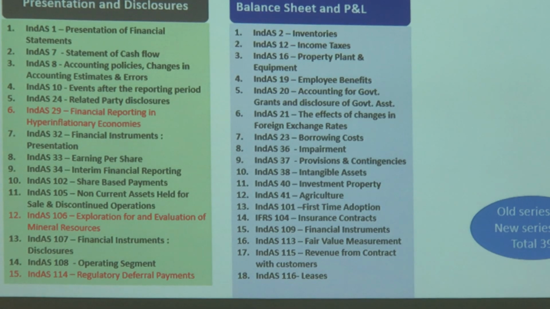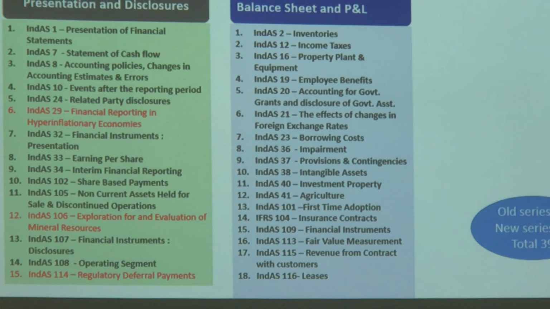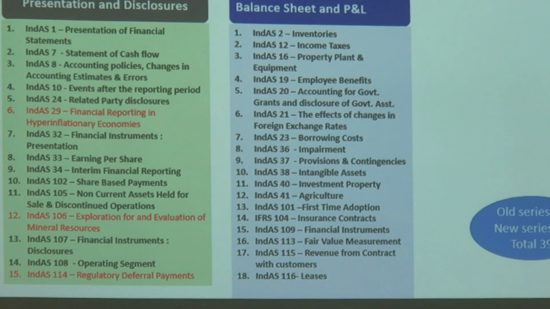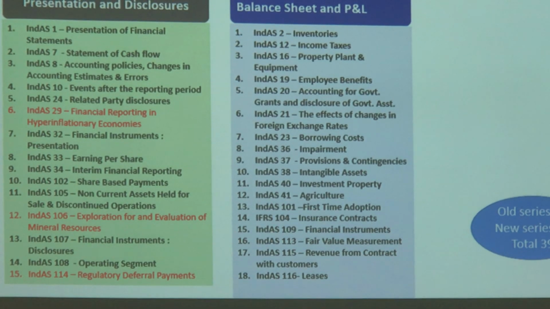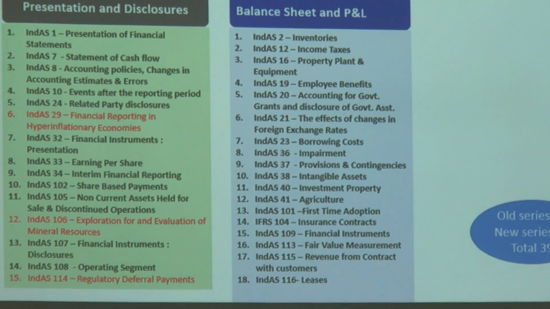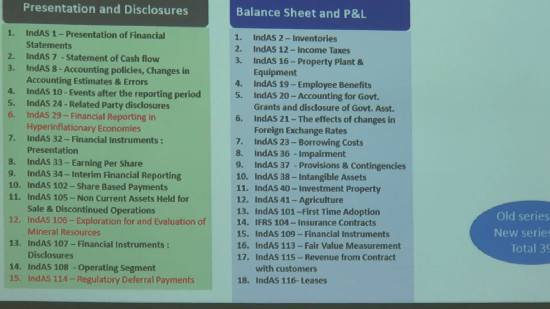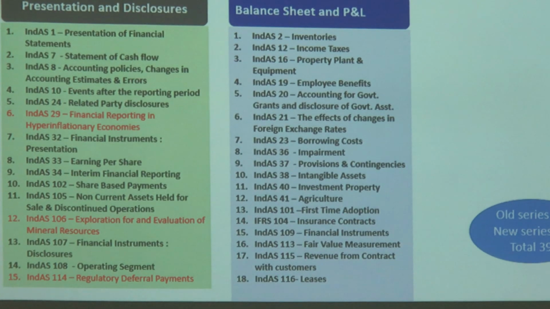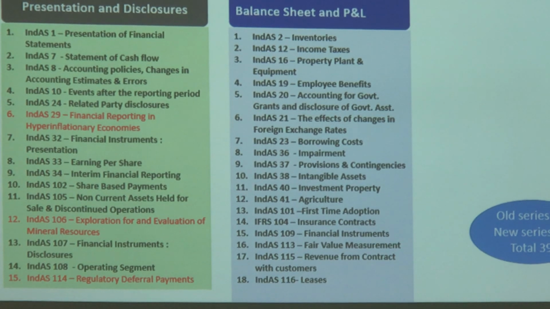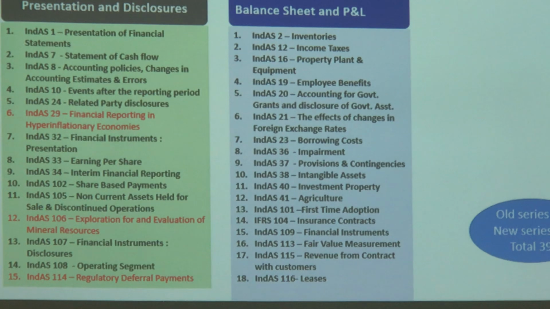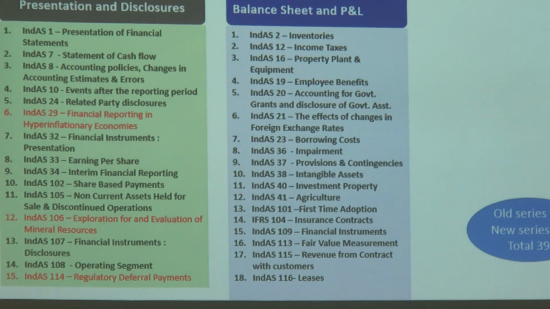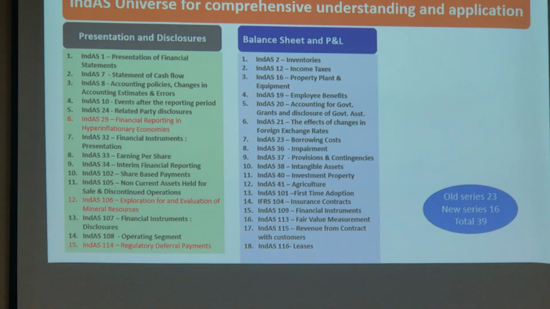And of course IndAS 2 on inventory says that in case the value of the inventory has gone down, then you have to show this inventory at the net realizable value. And what is net realizable value? Net realizable value means, if you have to dispose of this inventory, how much money will you get from it, minus the expenses that you will incur in disposing of this inventory. So what remains in your hand is the net realizable value.